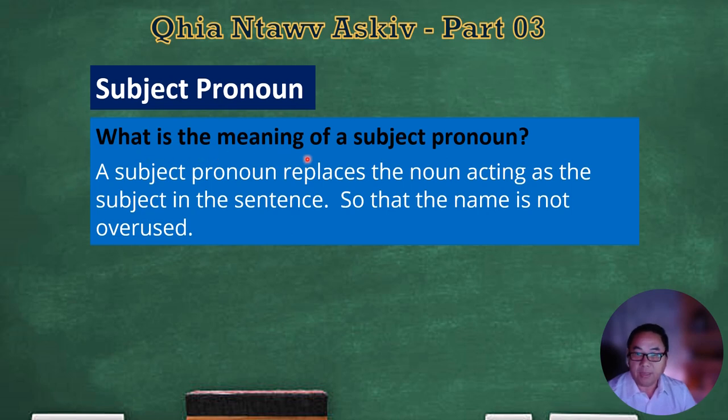What is the meaning of a subject pronoun? A subject pronoun replaces the noun acting as the subject in the sentence so that the name is not overused.